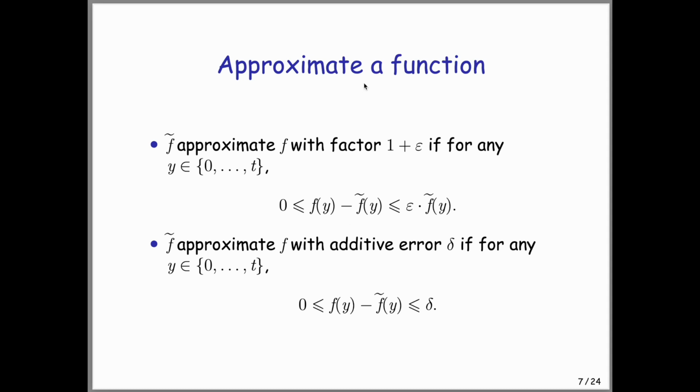To approximate a function, there are two different parameters, the approximation factor and the additive error. Approximating with a factor of 1 plus epsilon means that for each capacity, the difference between the approximate function and the real function is at most epsilon times the approximate function. On the other hand, an additive error delta means that for each capacity, the difference between the approximate function and the real function is at most delta.